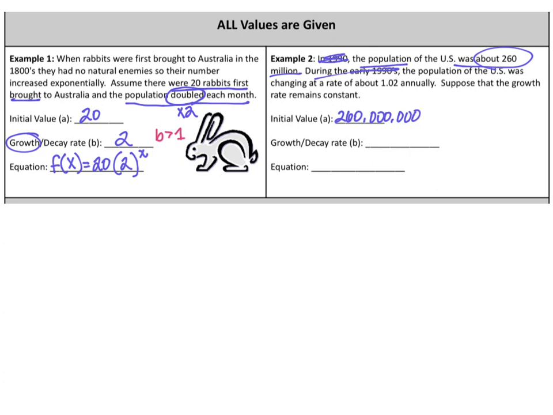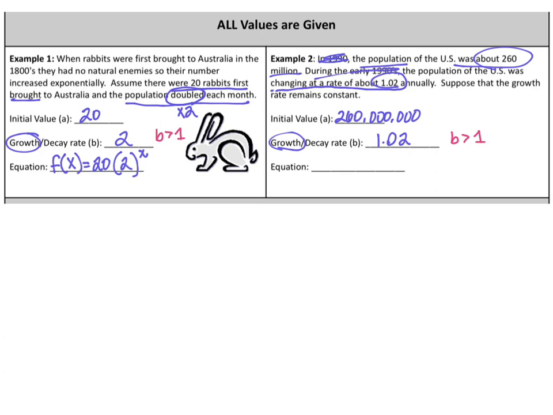What's the growth or decay rate? Changing at a rate of 1.02. So if my growth or decay rate is 1.02, is that growth or decay? Well, once again, that value is greater than 1. Just barely, but it is. So it's going to be a growth rate. It's going to be growing.